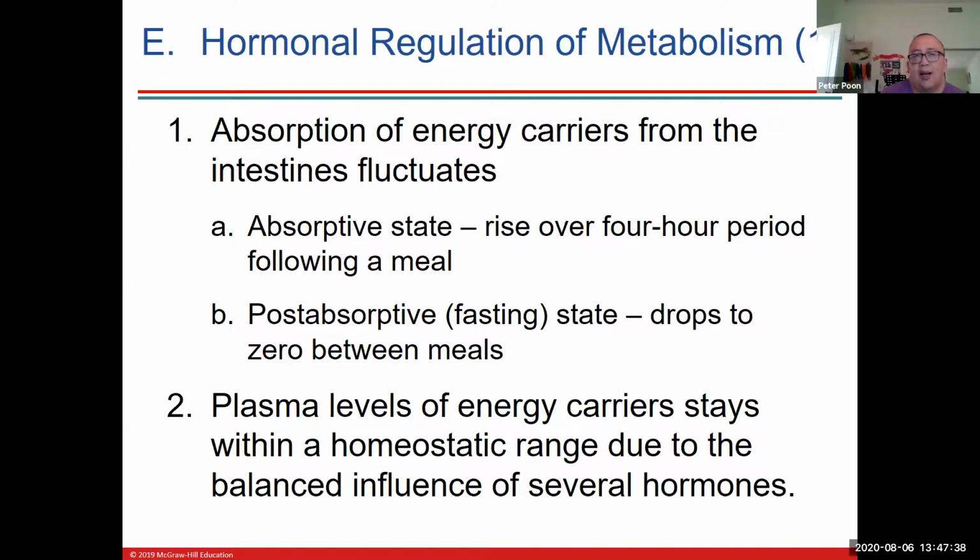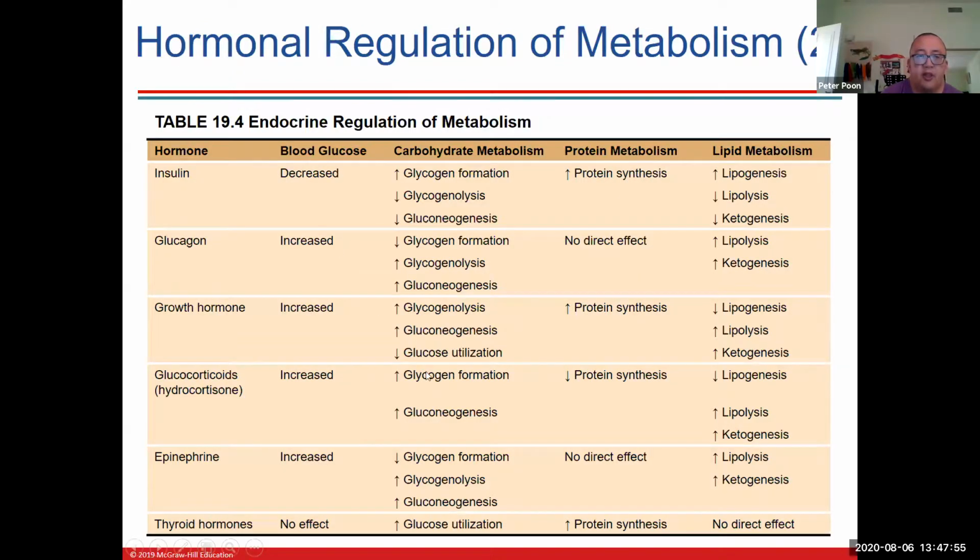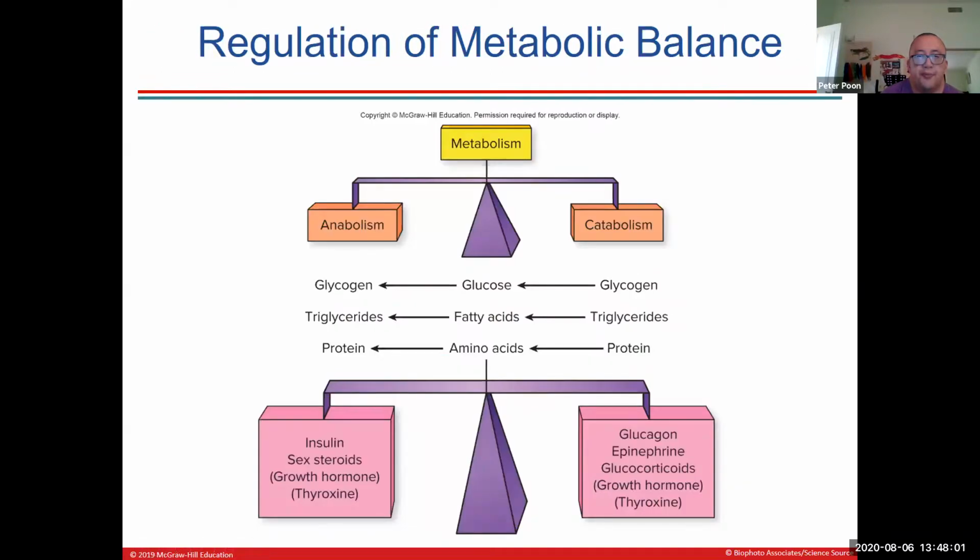The absorption of energy carriers from the intestine fluctuates. Obviously, when we absorb nutrients, there's an increase in energy, and then in between there's none, but the plasma levels of energy carriers stay within a homeostatic range. These are the hormones that control that. Metabolism is always anabolism, building of stuff, and catabolism. These things promote anabolism. These things promote catabolism.